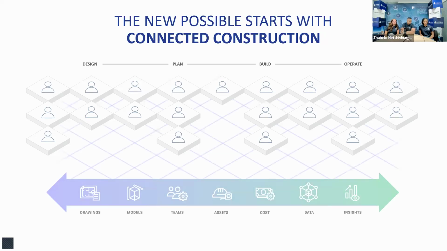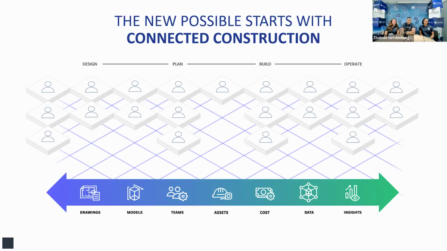And this is done by delivering drawings through the CDE, models, Revit models, Advance Steel, whatever 3D model tool you're using, having teams working in a single platform. With ACC as well, we won't get into it, you can also track and manage your assets, cost management, data, and owners have insights on what's happening on your project. We will go into a bit of that as well.